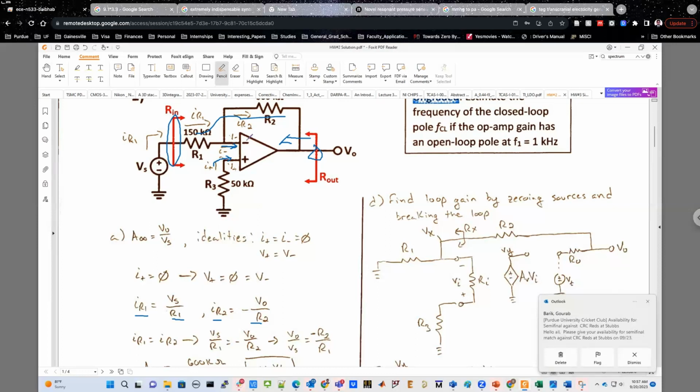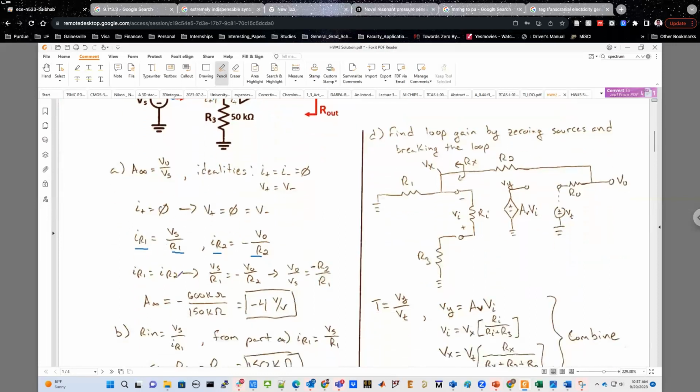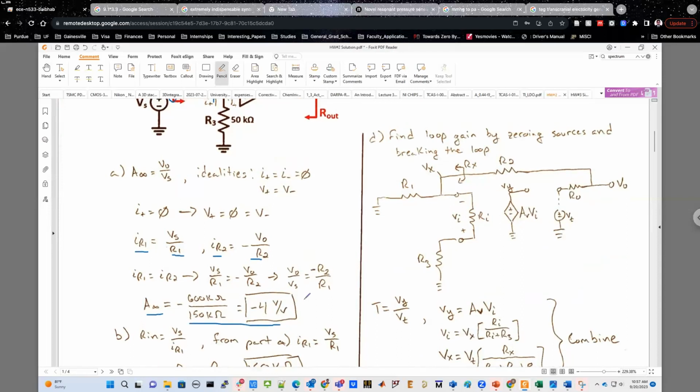Now you can apply your KVL very easily, that you know that across the R1 resistance, the left-hand side is Vs, the right-hand side is 0. Across the R2 resistance, the left-hand side is 0, the right-hand side is V0. So you can just write your KVL equations, and from there you can find out what is A infinity, which is basically V0 over Vs, and that will be equal to minus 4 volts per volt in this case. Questions?